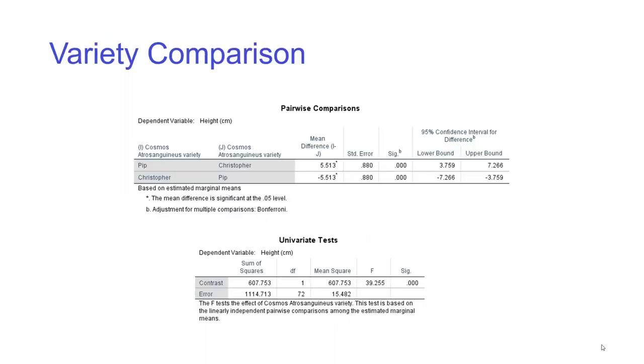If I look at the pairwise comparison between the two, I can see that there's a significant difference between the two varieties, and I can see that the confidence bound for the difference is between 3.759 and 7.266. It becomes minus 7.266 and minus 3.759 depending on which one I subtract from the other. There's also the univariate test at the bottom showing the F value to be 39.255 and a p-value of 0 for that particular comparison.